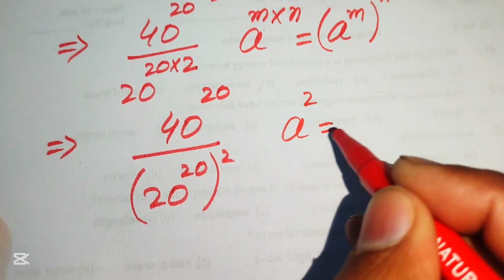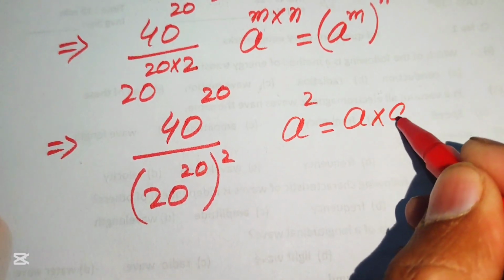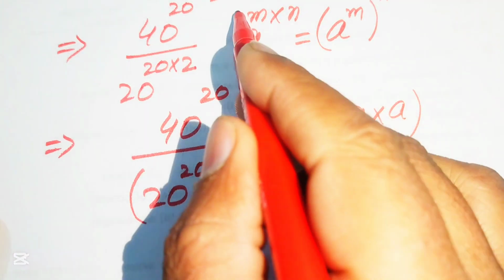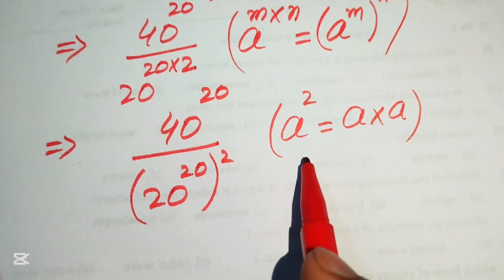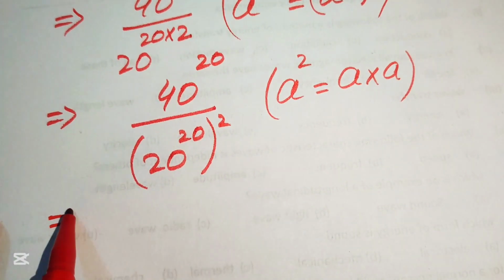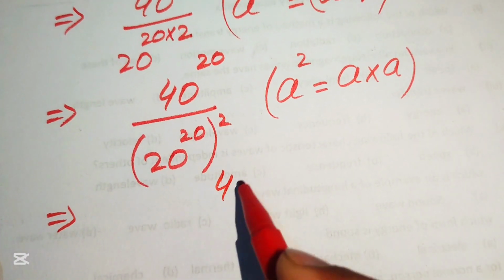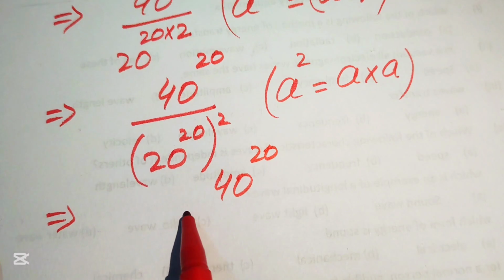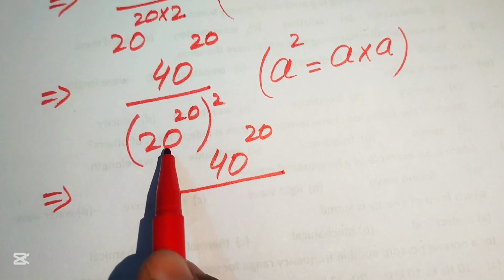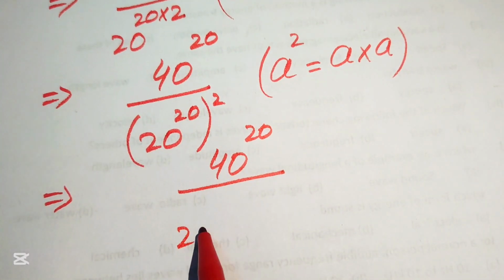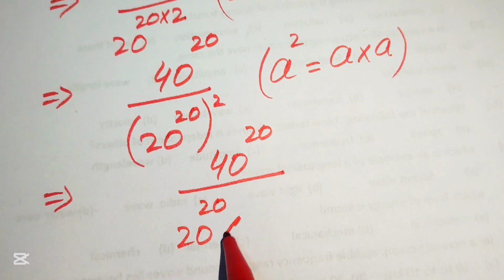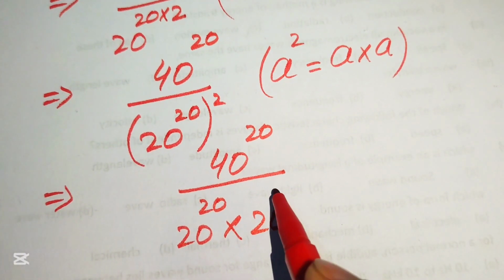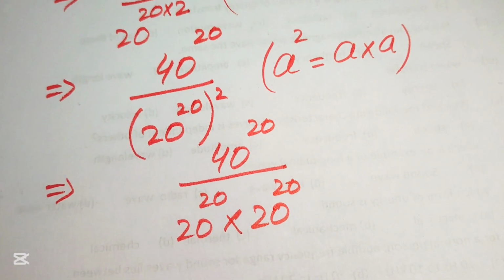And now after this step, we need another exponent law. You know that if we have a square, we write it as a multiplied by a. So according to this rule, we will write the denominator term as 40 to the power of 20 divided by 20 to the power of 20 square, and we write it as 20 to the power of 20 multiplied by 20 to the power of 20.